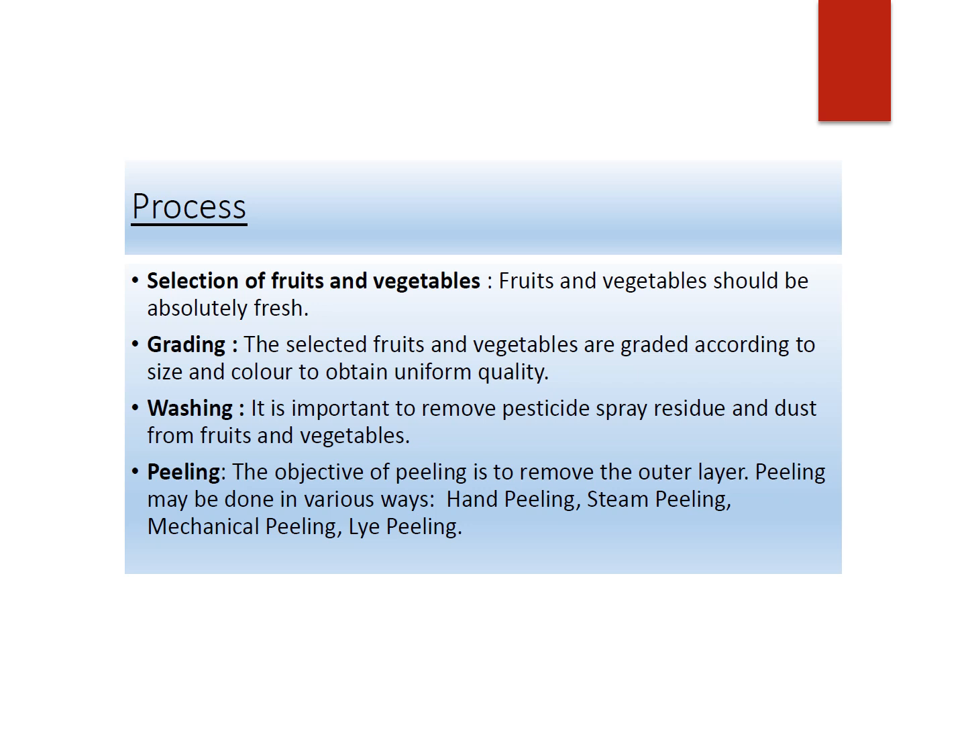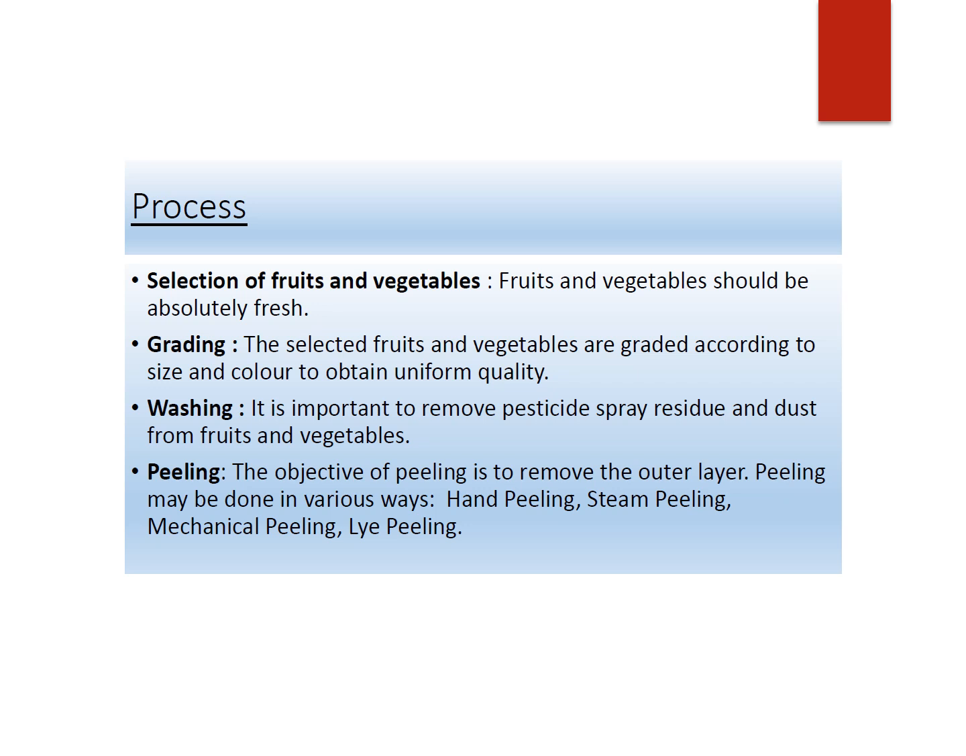Process: selection of fruits and vegetables. Fruits and vegetables should be absolutely fresh. Grading: the selected fruits and vegetables are graded according to size and color to obtain uniform quality. Washing: it is important to remove pesticide spray residue and dust from fruits and vegetables.